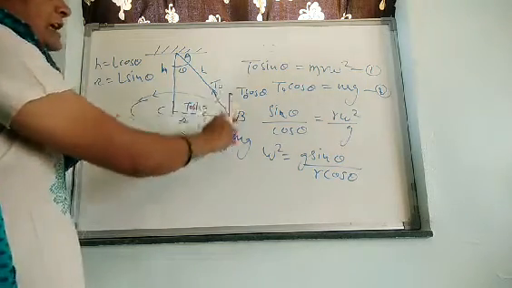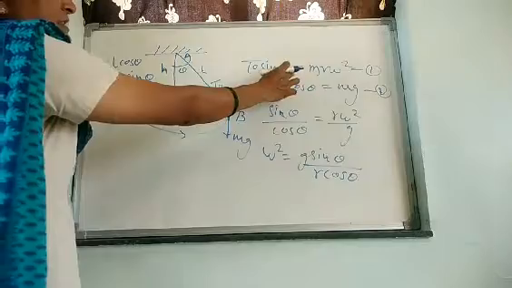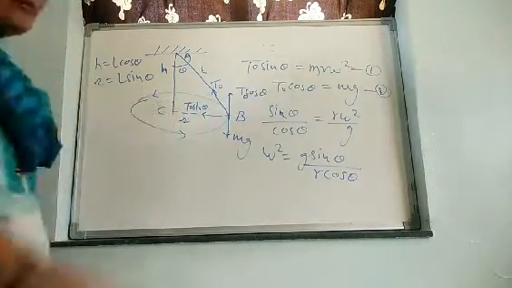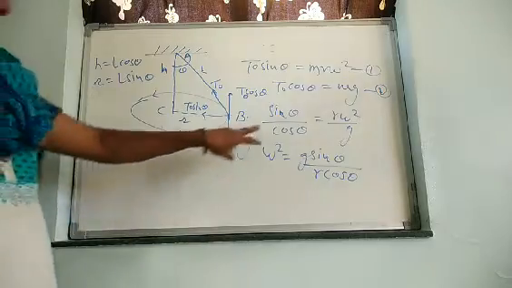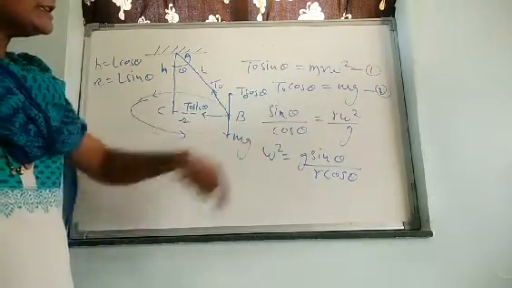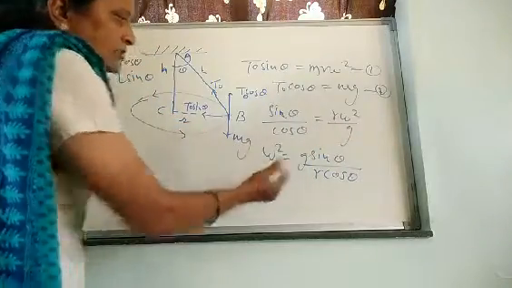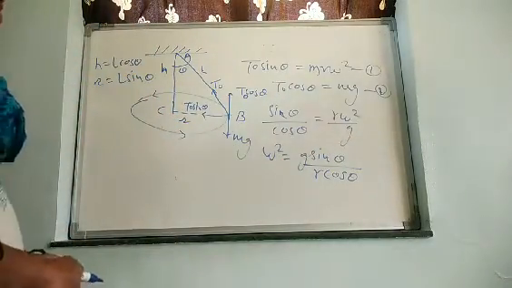With the help of this, we can write these two equations. T0 sin theta is equal to m r omega square, and T0 cos theta balances the weight of the bob, and that will be equal to mg. Then from these two equations, we can write sin theta upon cos theta is equal to r omega square upon g. That means omega square is equal to g sin theta upon r cos theta.